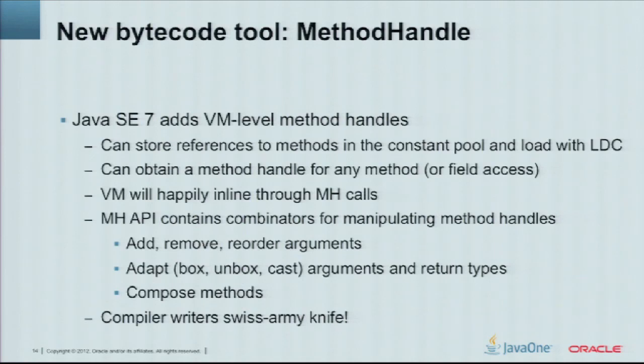Okay, so if we look at the tools that we have for representing things in bytecode, Java SE7 gives us a new tool, MethodHandles. Okay, so this is a VM level representation for something that if you squint kind of looks like a closure. Okay, maybe we could use that.